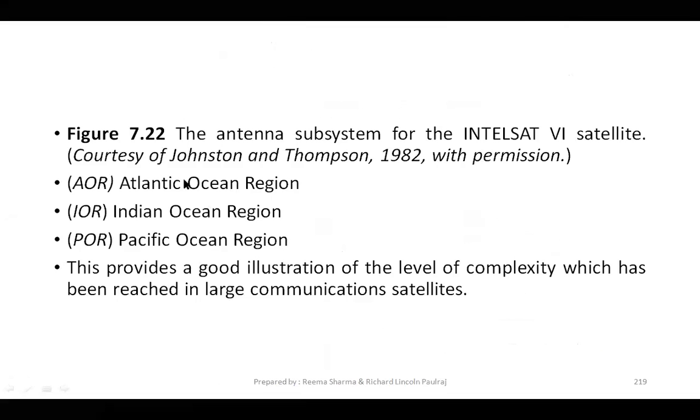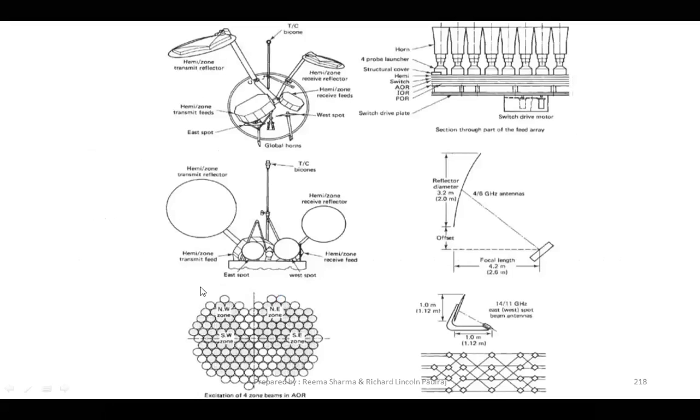Okay, so we have a few regions based on the oceans, and we have seen this in our initial classes also, right? The Atlantic Ocean region, the Indian Ocean region, the Pacific Ocean region. So this figure that we saw previously was the antenna subsystem for Intelsat 6, and it covers these three regions. It provides a good illustration of the level of complexity which has been reached in large communication satellites. So this is the level of complexity involved: reflector diameters and how they should be positioned, what the horns are, how the motors work, and what regions it's been covering.